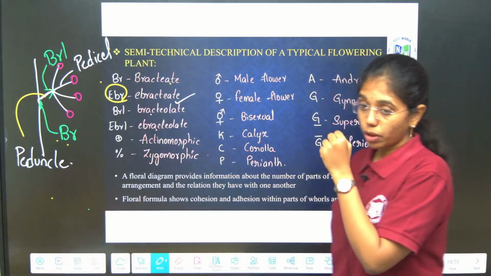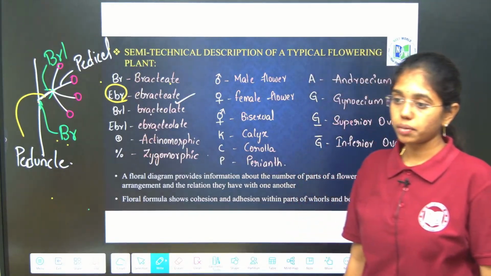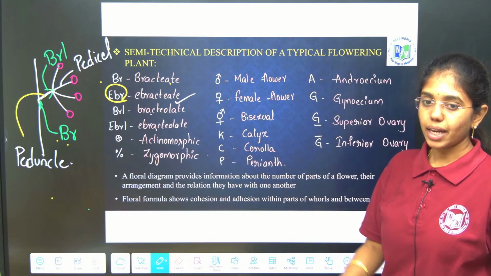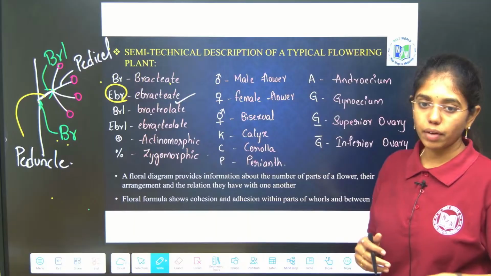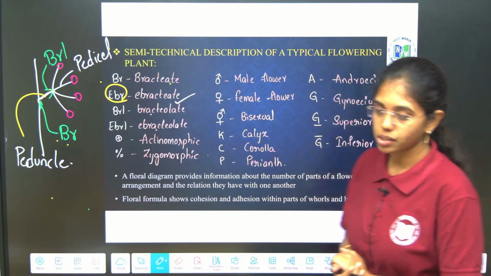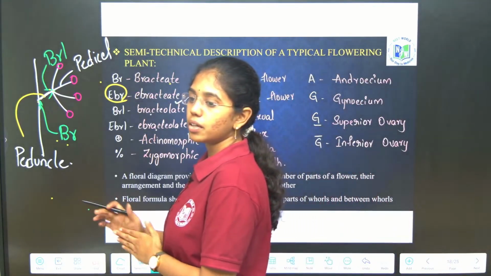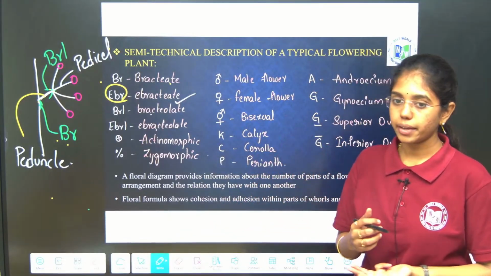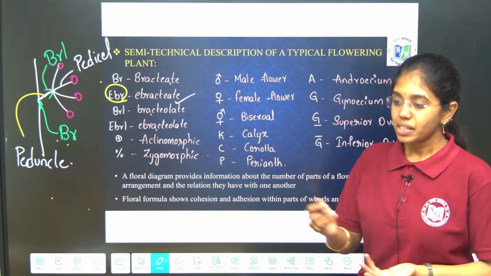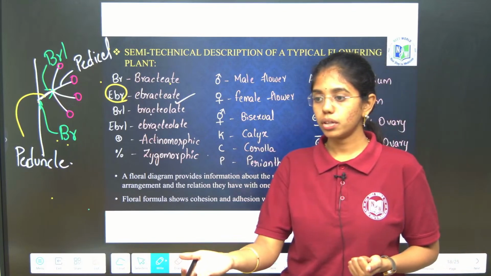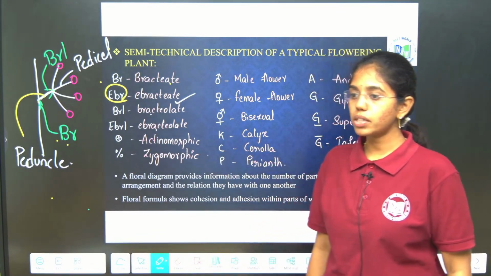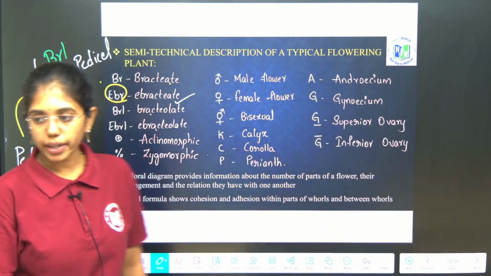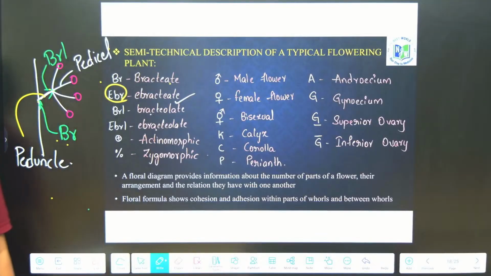What is an actinomorphic flower? Radial symmetry. That is, by any plane you can divide the flower into two equal halves. Examples? China rose is one example. Along with that, you wrote yesterday actinomorphic flowers. Asymmetric, actinomorphic, zygomorphic. Chili, mustard, datura.